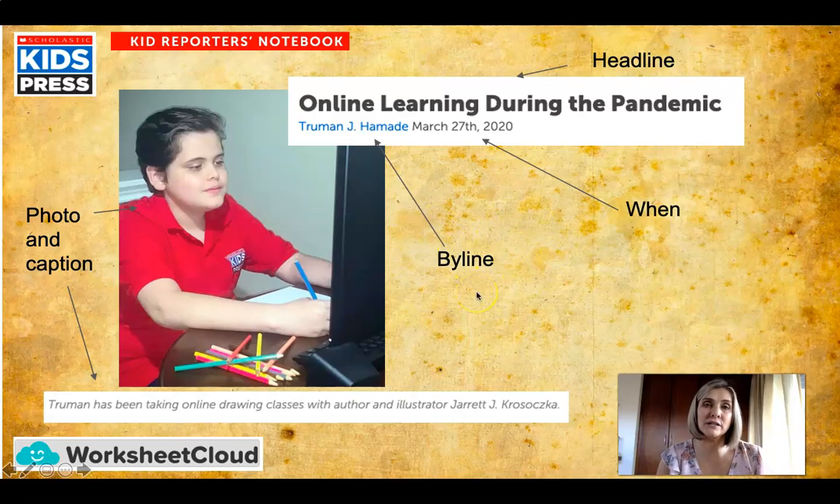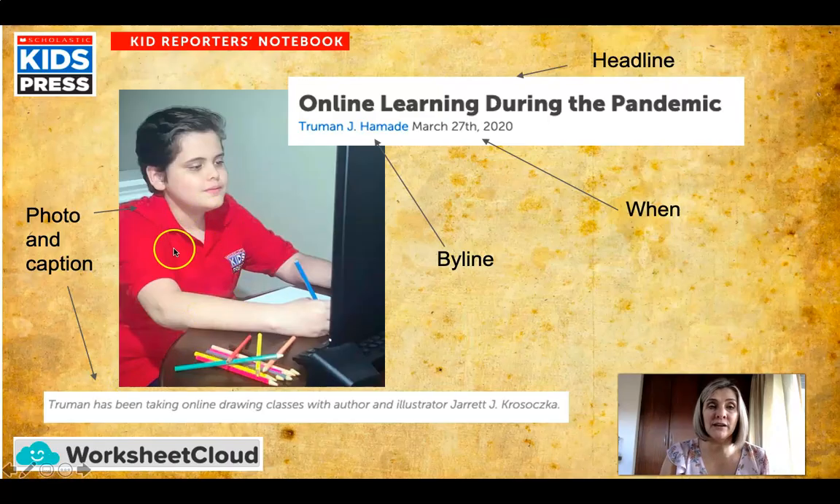So who wrote the article is the byline, and it's Truman J. Hamadi. And then we've got a picture of him. We know that it's him because there's a caption, and this is what you've always got to remember. If you're going to include a photograph, always have a caption telling the readers what the picture is about.